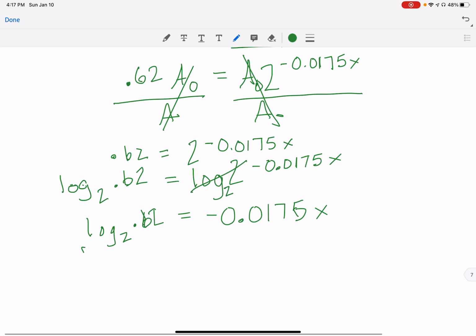And then you have to use your change of base formula. And once you do that, you should end up with about 39.4. Remember, we're talking about centuries, which is 100 years. So we can multiply that by 100 to come out with 3,940 years.